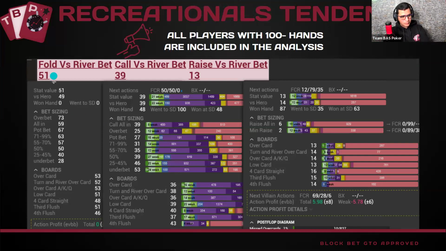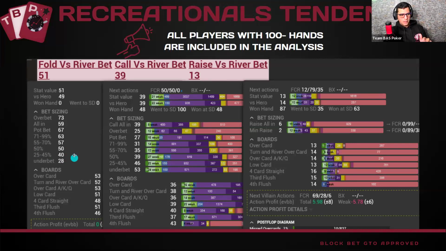So on the left here, you have the panel for fold versus river bet, and we are going to focus basically on the bet sizing. So how much they are folding to each bet sizing. When we used an overbet, they folded 73% of the time. When we used pot bets, 67%. Here it's basically 75%. It's 63%. Then around 66%, they are folding 57%. With the half pot bet, they are folding 50% of the time.